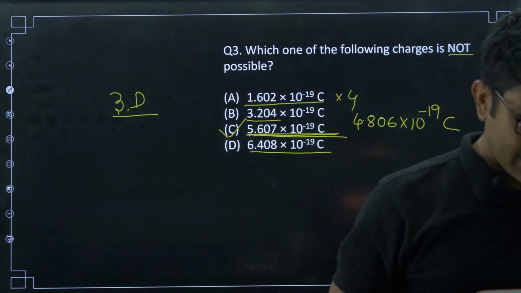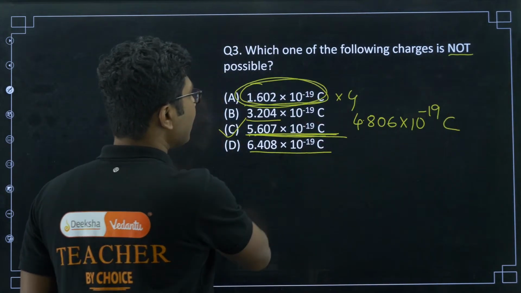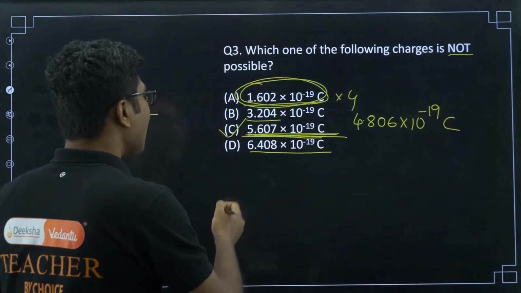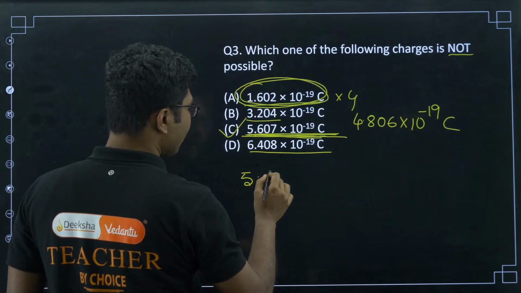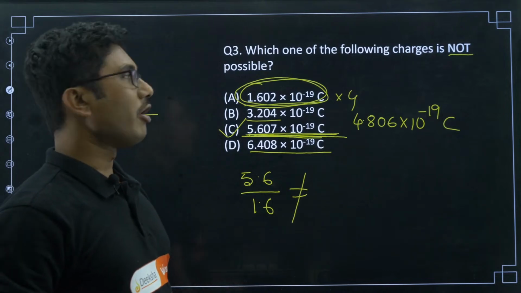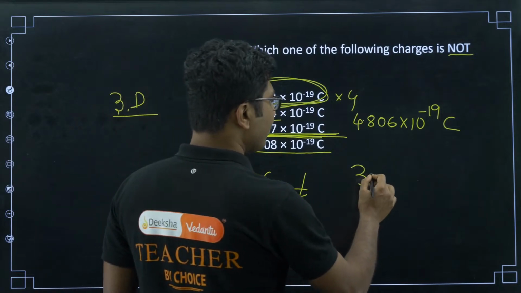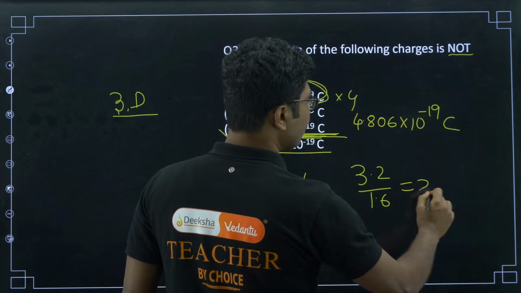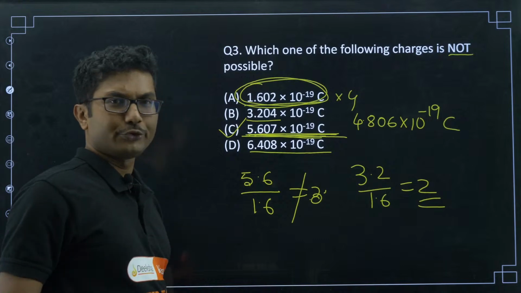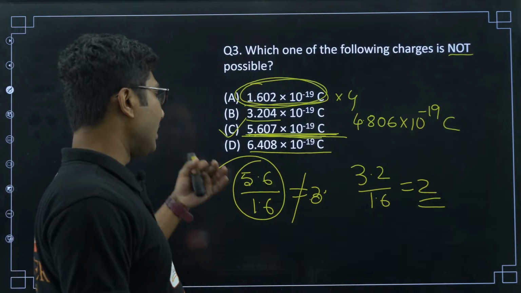Reason: charge is not quantized. Yes, charge is quantized. Quantized means everything has to be an integer multiple of this value. This is not an integer multiple of this. You can try, the only thing you have to do is use your calculator. 5.6 divided by 1.6 is not an integer. So, in the exam you can check it with other values. 3.2 divided by 1.6 is basically 2, so it is an integer value. This is not an integer, it will be 3 point something. So, you cannot say this is an integer. So, it is not a value that you are expecting.